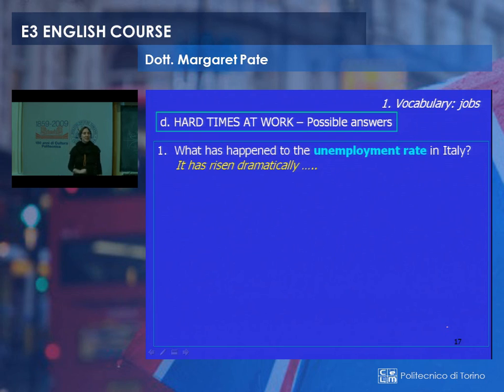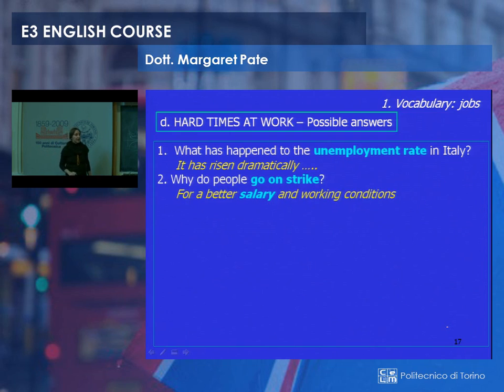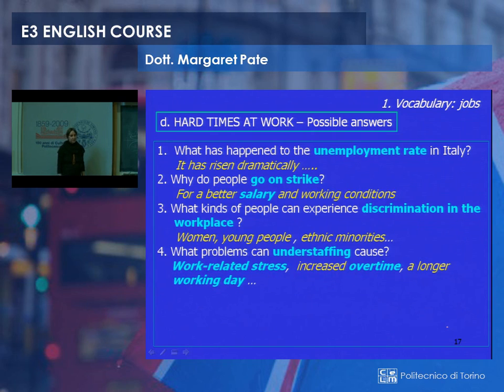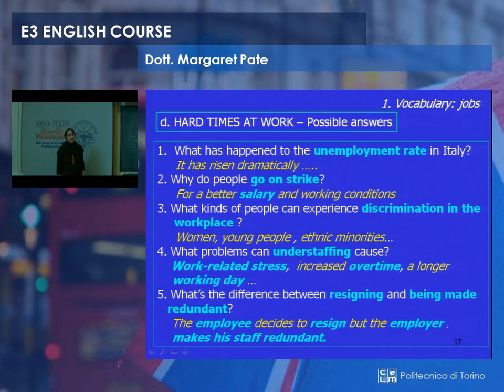All right? I'm sure in your other lessons you've already studied some information about graphs. So it has risen dramatically, maybe in Italy. Why do people go on strike? For a better salary and working conditions, maybe. What kinds of people can experience discrimination? Women, young people, ethnic minorities, migrant workers. What problems can understaffing cause? Work-related stress. You've got too much to do, so you get stressed. You might have to work more overtime, and you have a longer working day. Okay? And the difference between resigning and being made redundant, the employee decides to resign, but the employer makes his staff redundant. Okay?